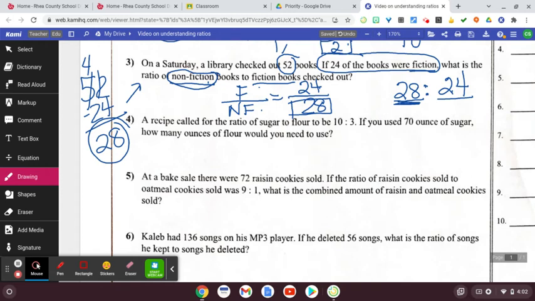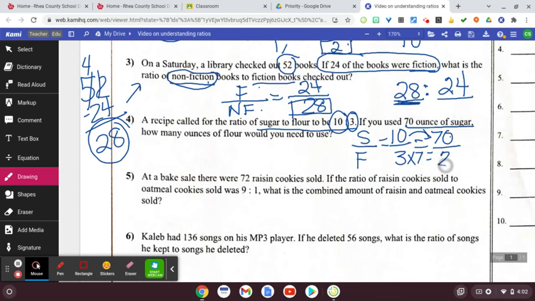Okay. Number 4 is very similar to number 1. A recipe called for the ratio of sugar to flour to be 10:3. So sugar, flour. Sugar has to be 10, so I'm going to put that up on top. 3 down below because that is associated to the flour. If you use 70 ounces of sugar, so 70 must go up on top. Find out what the pattern is. We're multiplying that by 7 to get to 70. So I've got to multiply 3 by 7 to get to 21. The question is asking how many ounces of flour? 21 is our answer. So this is very similar to problem number 1.